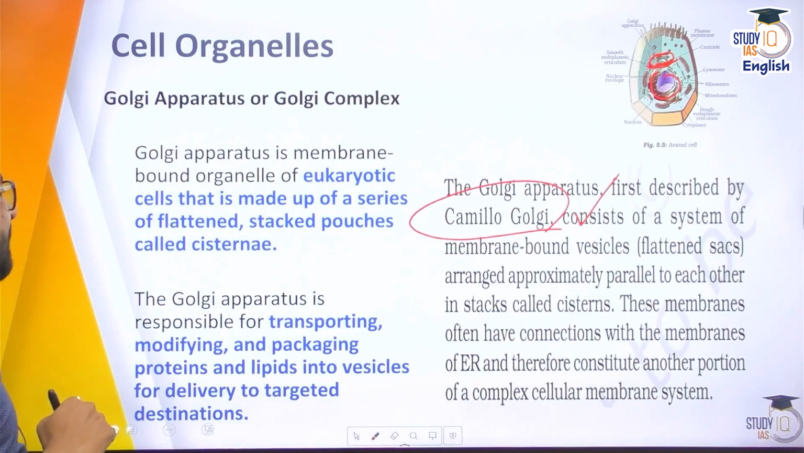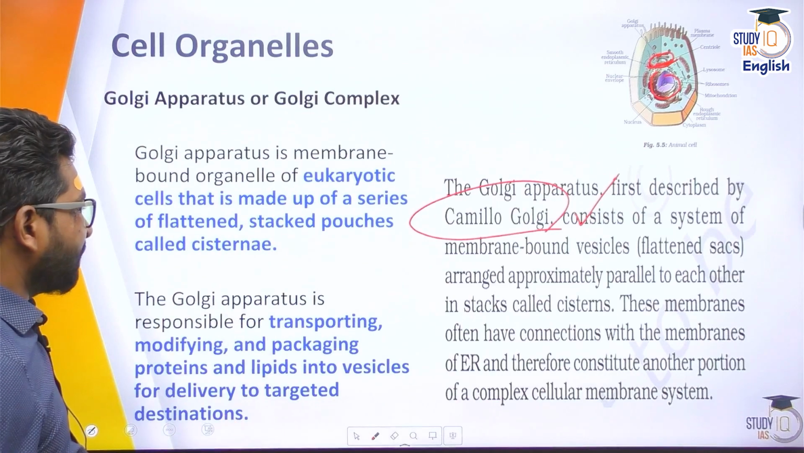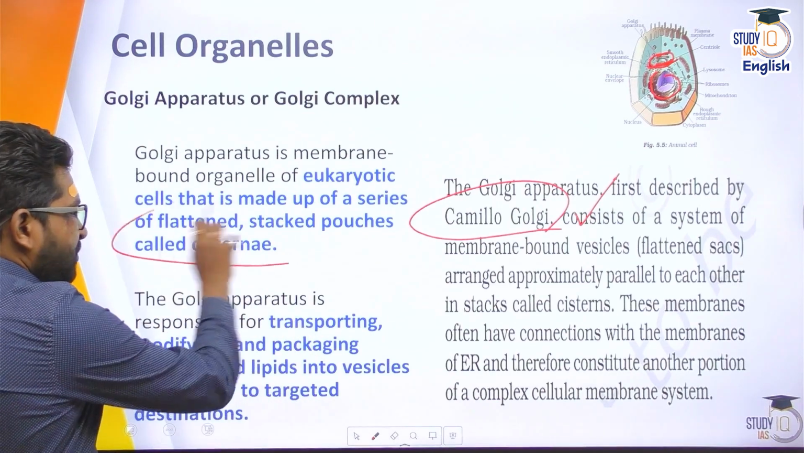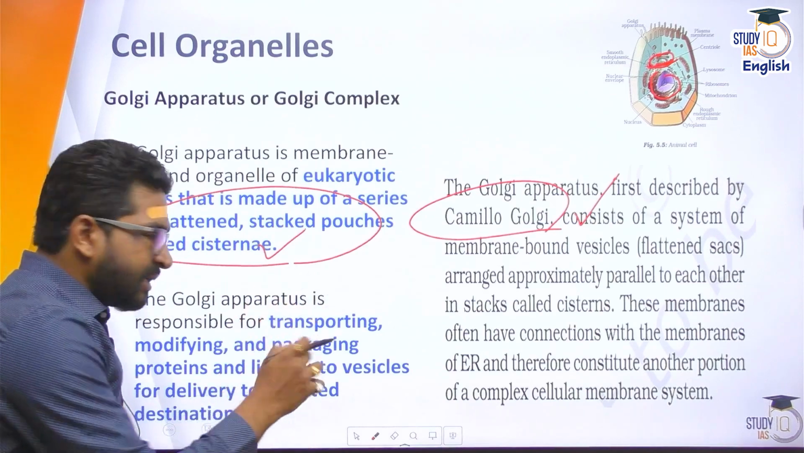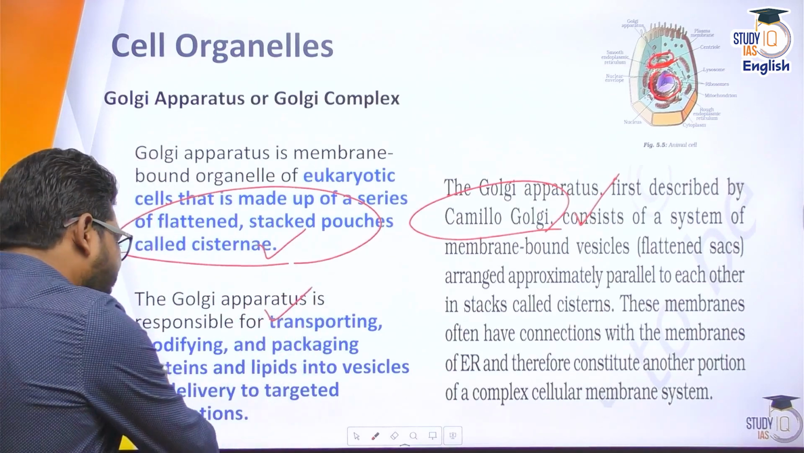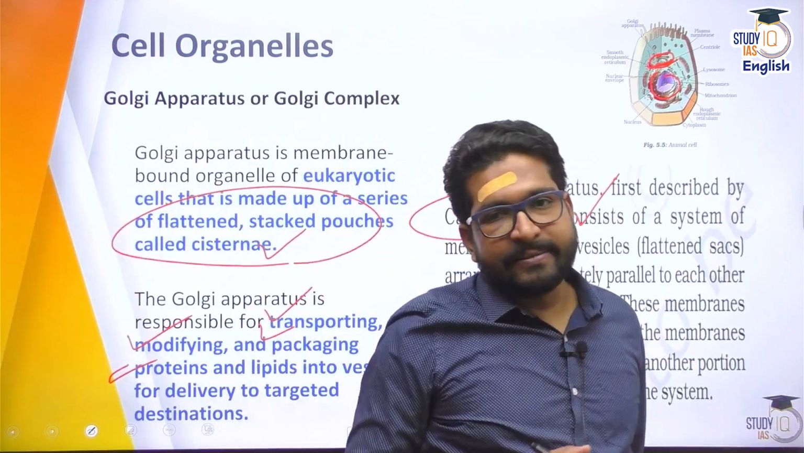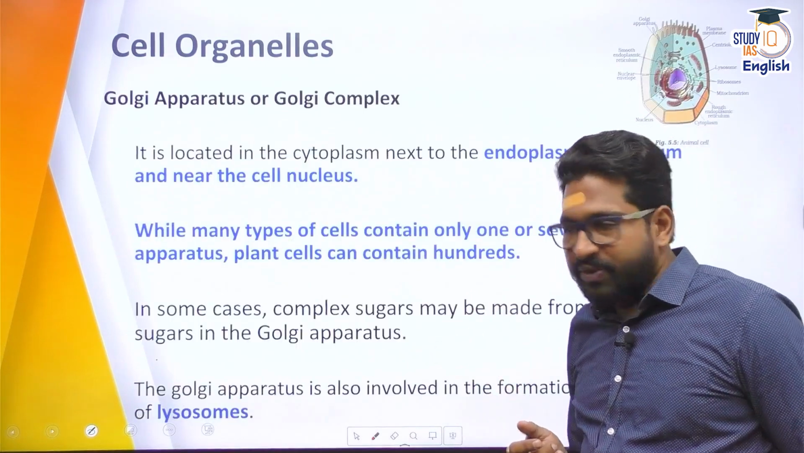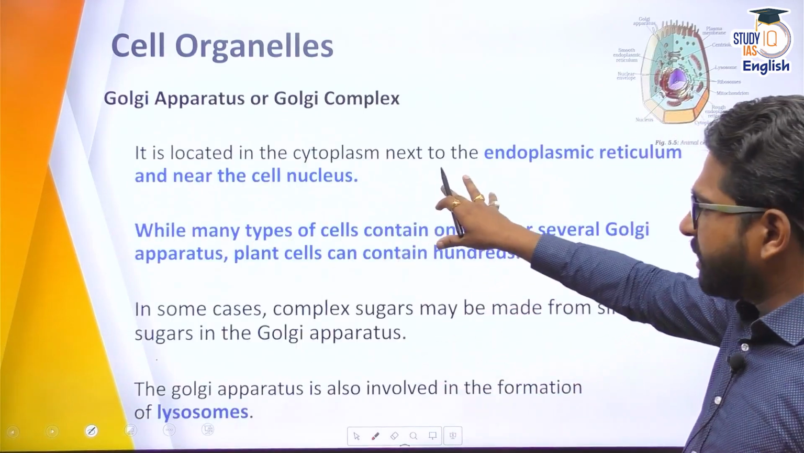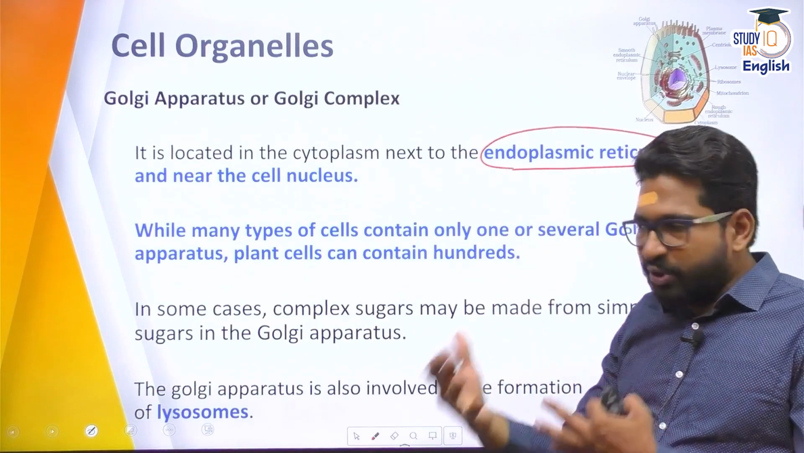Okay, so the Golgi apparatus is again a bound organelle of the eukaryotic cell. It consists of stacked pouches called cisternae, and these cisternae are basically a means of transporting, modifying and packaging different proteins and lipids throughout the cell. They are a means of transportation and packaging. So the Golgi apparatus, again located next to the endoplasmic reticulum, is a means of communication.